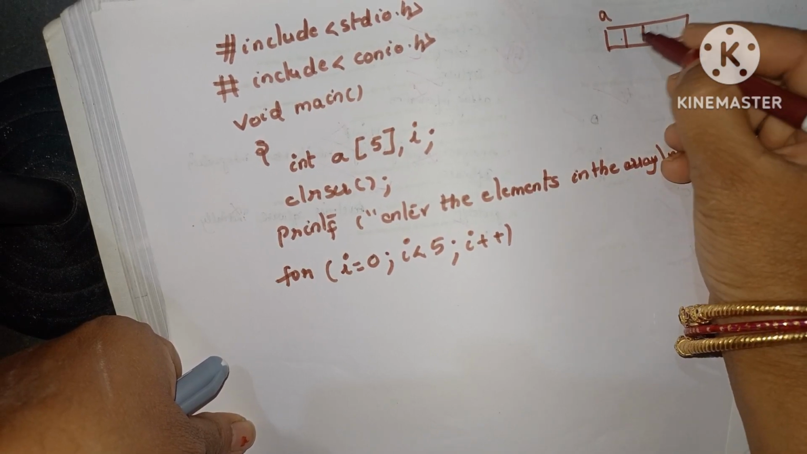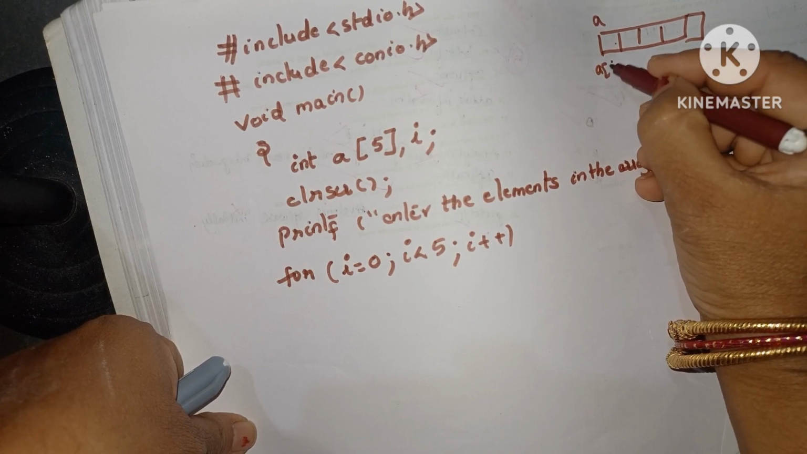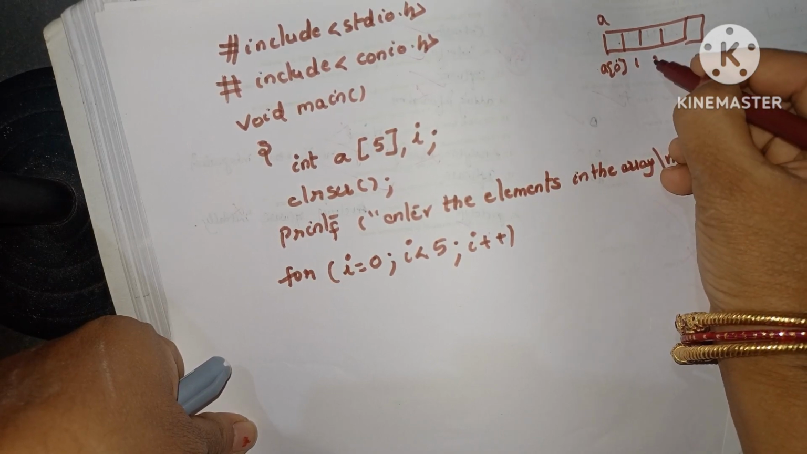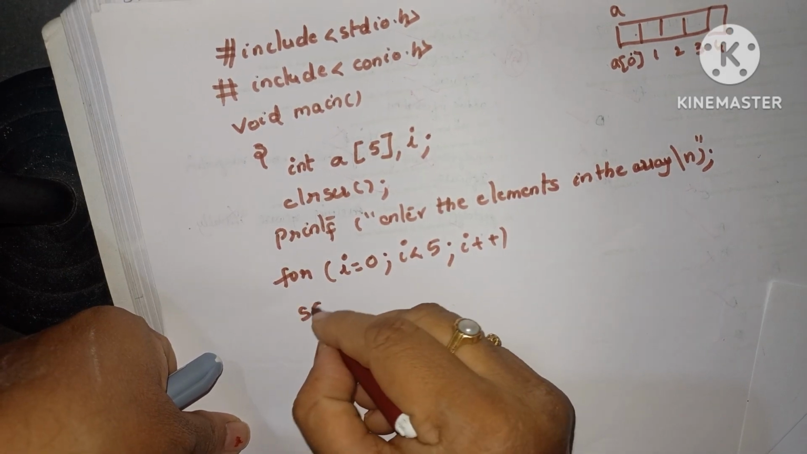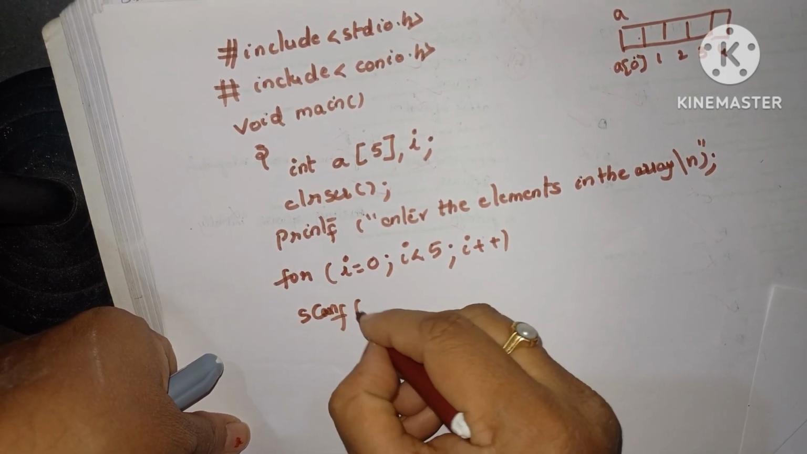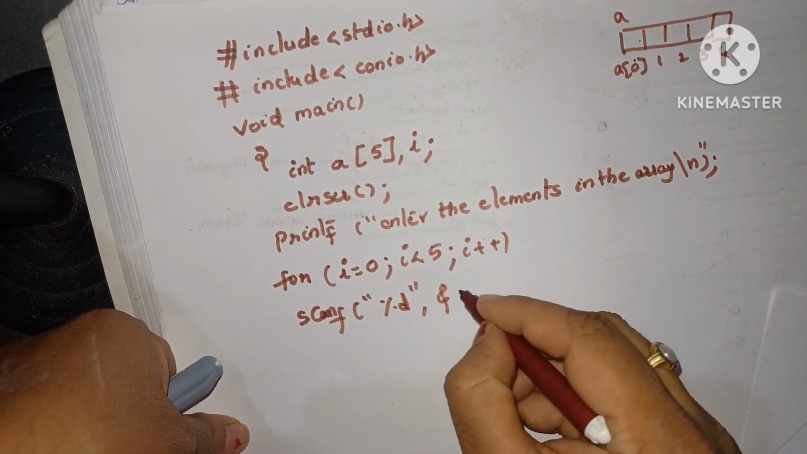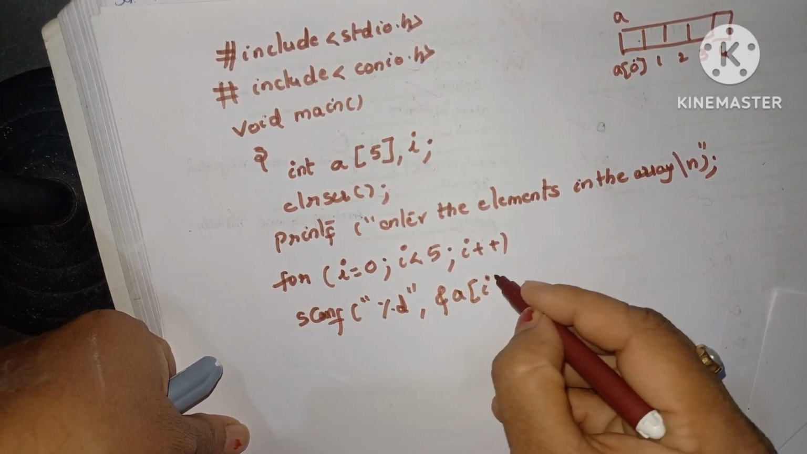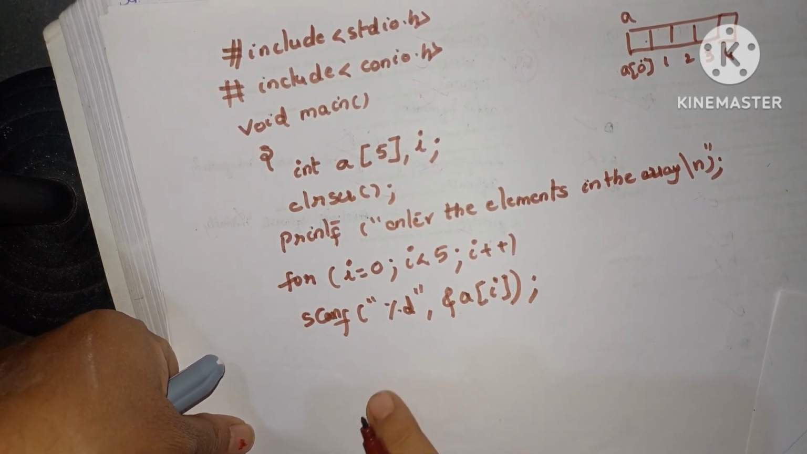If we take it like this, this is the name of the array. What is the size? 1, 2, 3, 4, 5. What is the index of this one? This is a[0], this is 1, 2, 3, 4. Totally 5 elements. So how can you take the elements? scanf("%d", &a[i]). This is the input element.